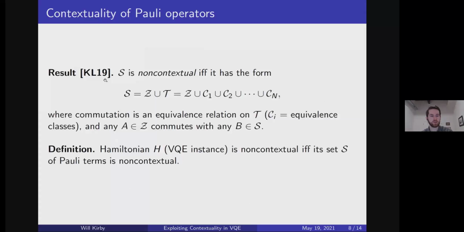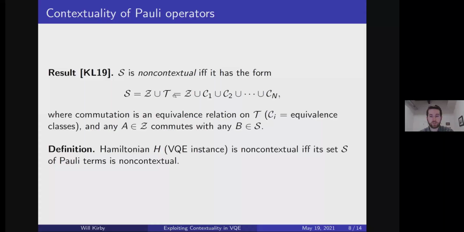So this brings us to a first main result, which is a necessary and sufficient condition for contextuality of an arbitrary set of Pauli operators. And actually, we're going to focus on the non-contextual case for the next few slides. So I won't prove this here, but the set S of Pauli operators is non-contextual if and only if it has this form. So what's going on here? Well, first of all, there's allowed to be this subset script Z of S, such that every operator in Z commutes with every other operator in S. So if S were a group, this would be like the center.